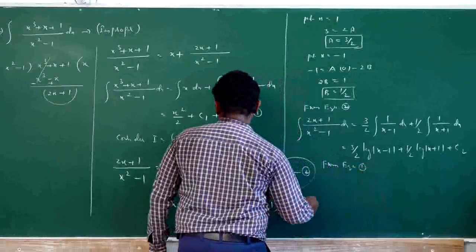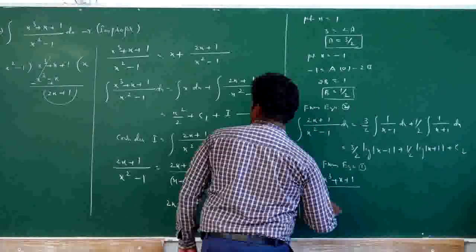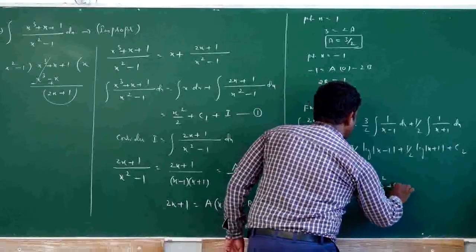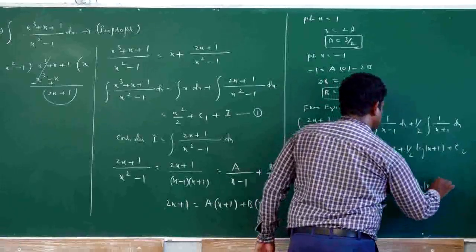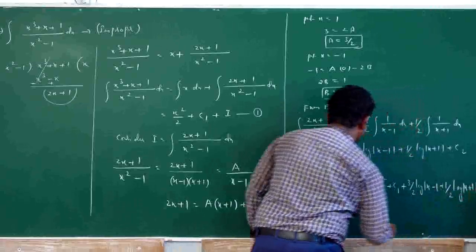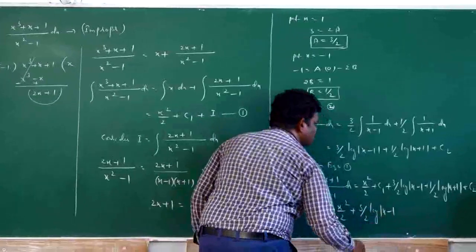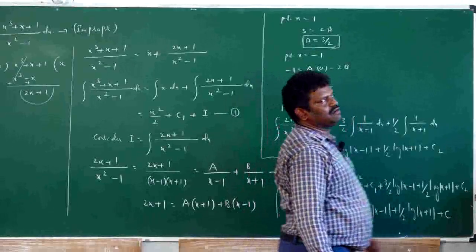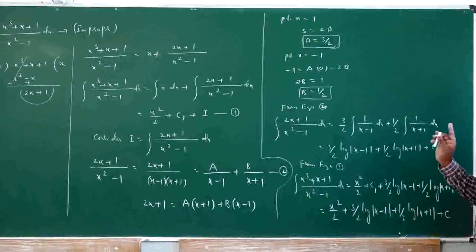From equation 1, the integral of (x³ + x + 1)/(x² − 1) dx is equal to x²/2 plus c1 plus, writing the values here, 3/2 log|x − 1| plus 1/2 log|x + 1| plus c2. Then finally we get x²/2 plus 3/2 log|x − 1| plus 1/2 log|x + 1| plus c. Here c1 plus c2 is equal to the constant c.